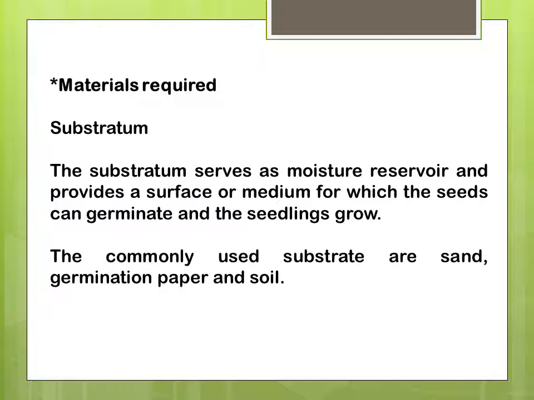Now, materials required. I told you about substratum. Substratum acts as a moisture reservoir and provides a surface or medium on which the seeds can germinate and seedlings grow. The commonly used substrates are sand, germination paper and soil. Soil is an important medium, but generally we do all the experiments on sand or paper.